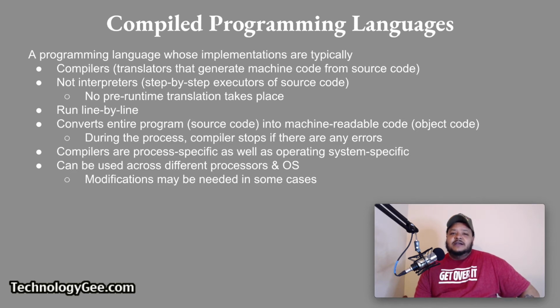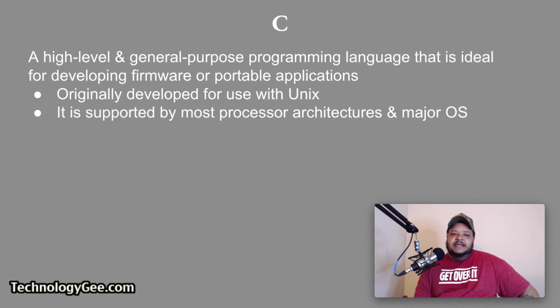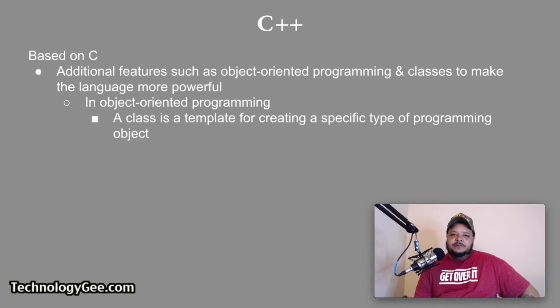So next, we're going to look at some of the most common programming languages. So we have C. C is a high-level and general-purpose programming language that is ideal for developing firmware or portable applications. The C programming language was originally developed for use with Unix, but it is supported by most processor architectures and major operating systems.